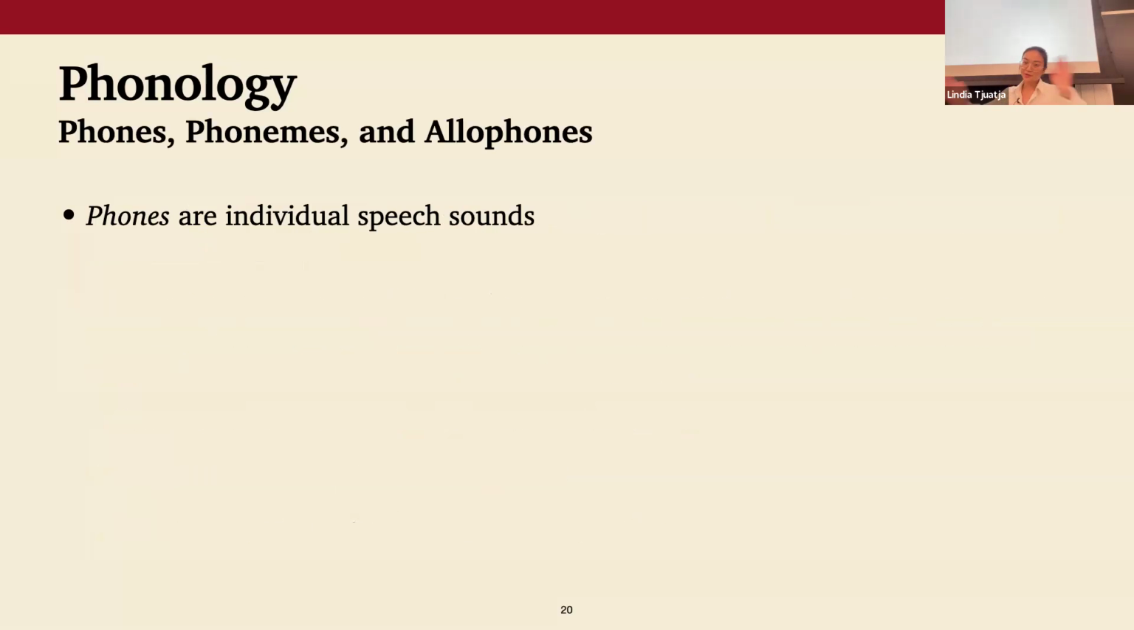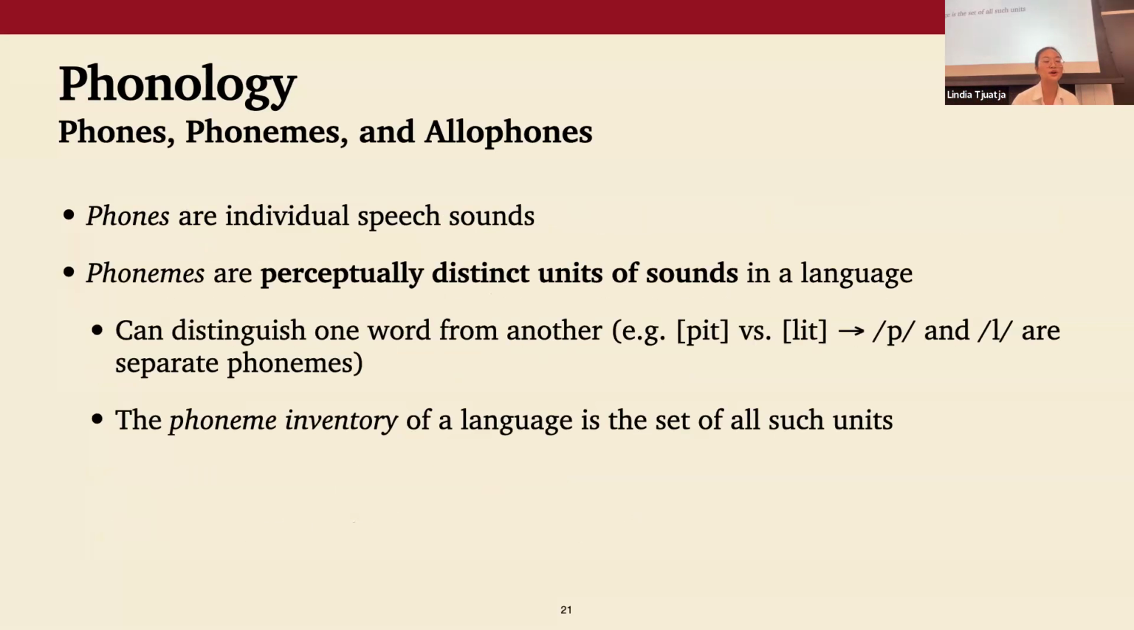So, like I said before, phones, which are the basic unit of sounds for phonetics, are individual speech sounds. But in phonology, what we're actually concerned with are things called phonemes. These are perceptually distinct units of sound in a language. Phonemes are sounds that can distinguish one word from another. In English, pit is a different word from lit, so we can say that p and l are different phonemes. If we gather a set of all of the sounds that can create these distinctions of meaning in a language, we have the phoneme inventory of that language.